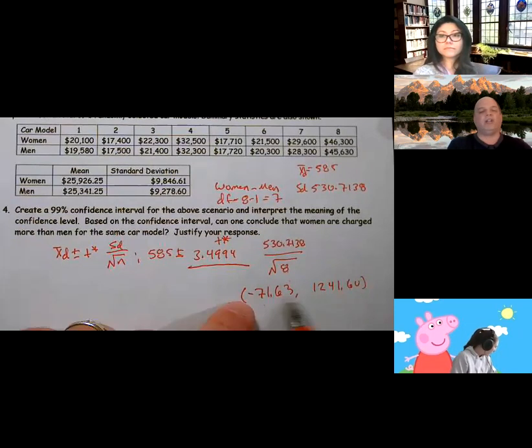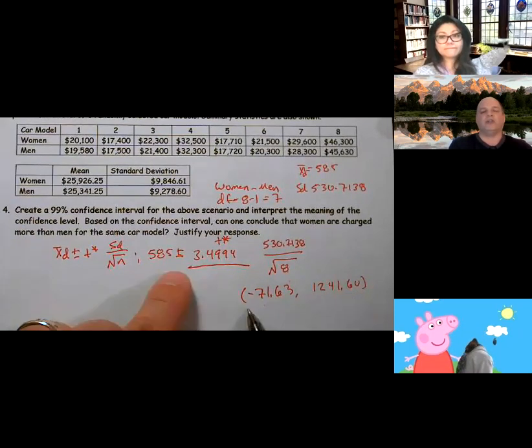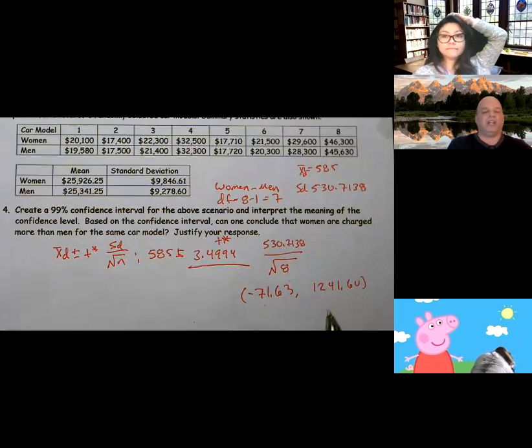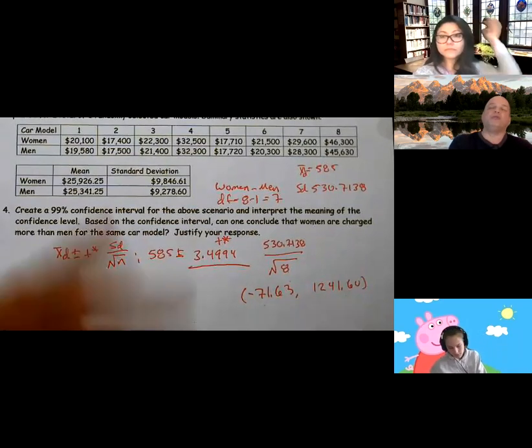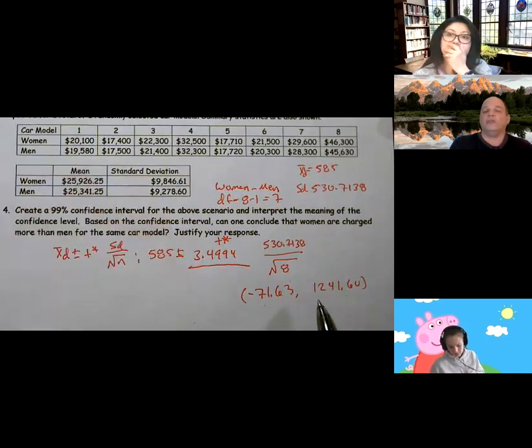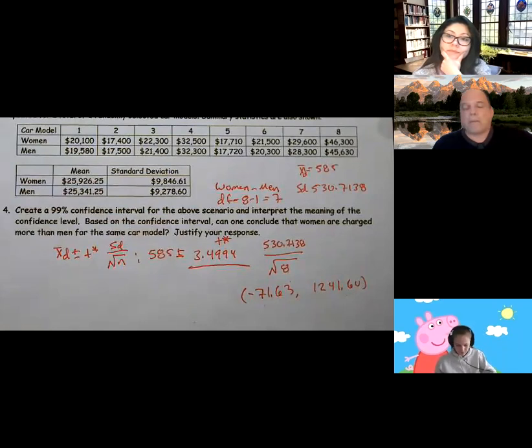Please do note that every time we run a sample, it's going to be different. It's going to shift. All we're saying is we're 99% sure it's in there. We're 1% sure it's not. We don't know where it is. Could be way up here, could be way down here, or it could be right in the middle.